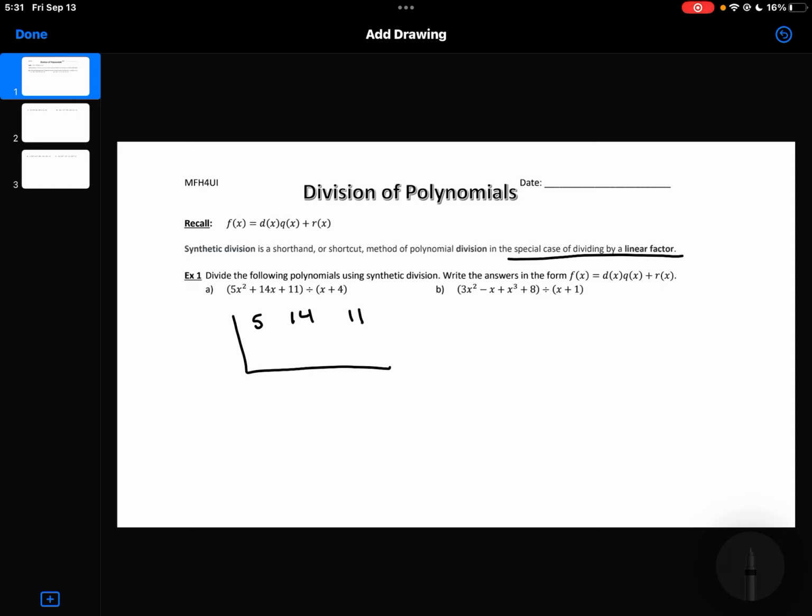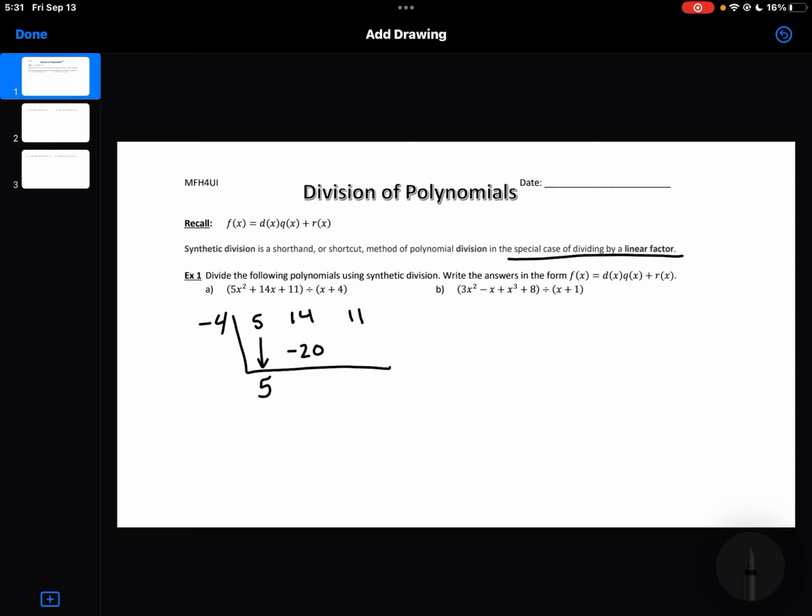On the left-hand side, I'm going to put my divisor, but I'm going to put the 0 of my divisor. So if I'm dividing by x plus 4, I'm going to put minus 4 outside of the brackets. And then I'm going to bring my first one down. This is like my freebie. And then I'm going to multiply through. So minus 4 times 5 is minus 20.